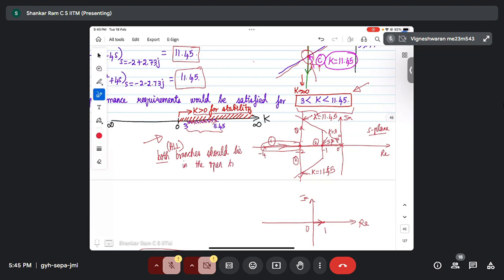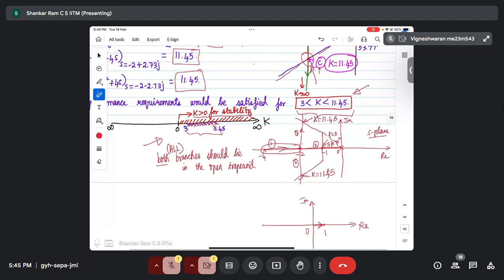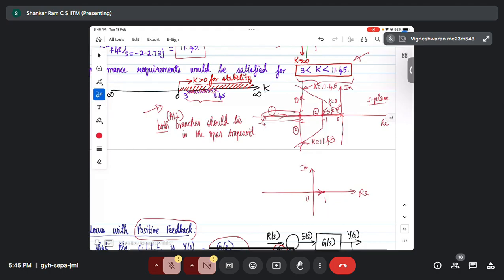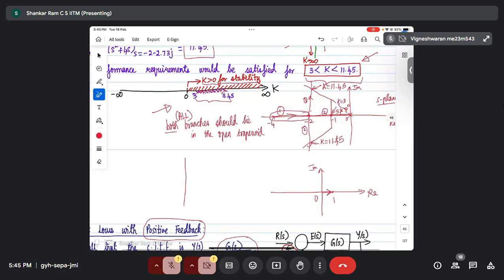For stability, what was the condition? All branches should be in the left of the complex plane, right? Will I accept some case like this where, to give you an analogy, let us say I have another root locus where I had poles at -4 and +1? So it intersects at some point, and then it goes like an asymptote, right? Can I say it is stable for all k greater than 0? No.